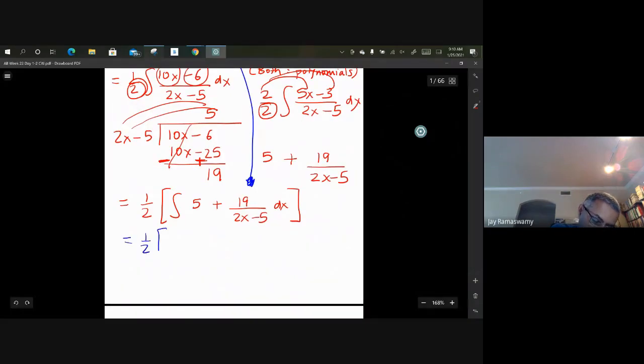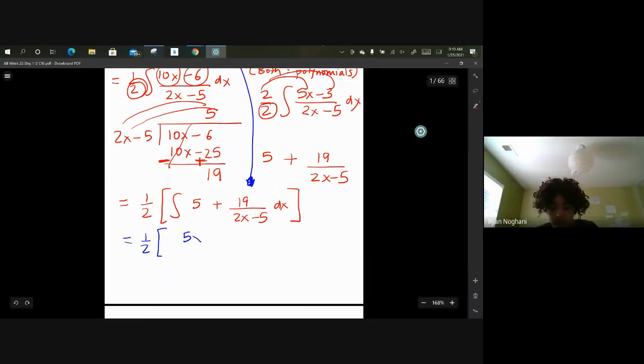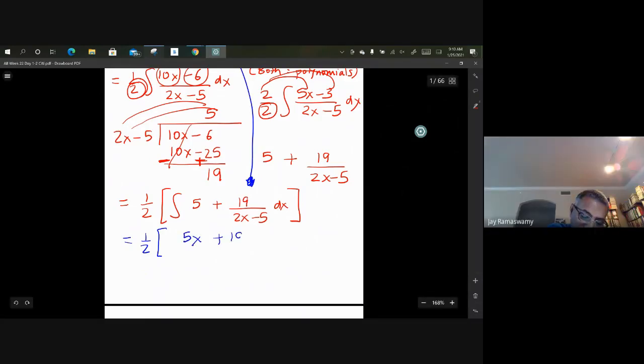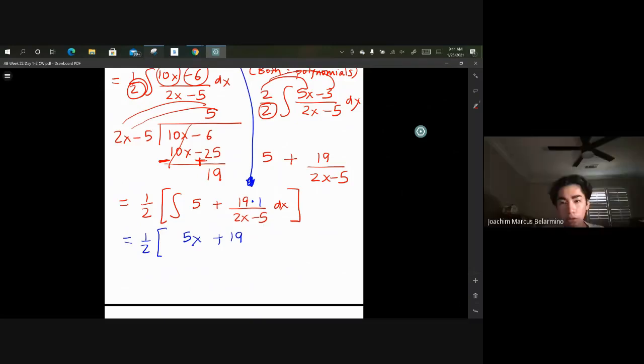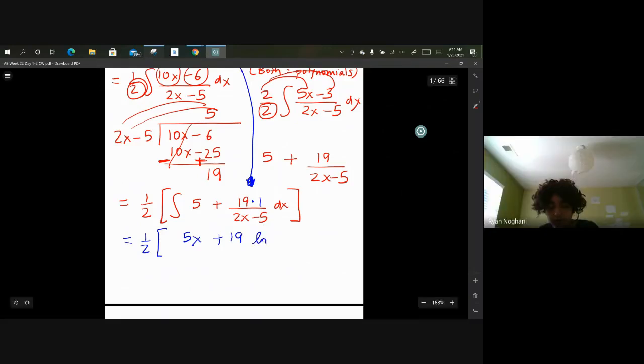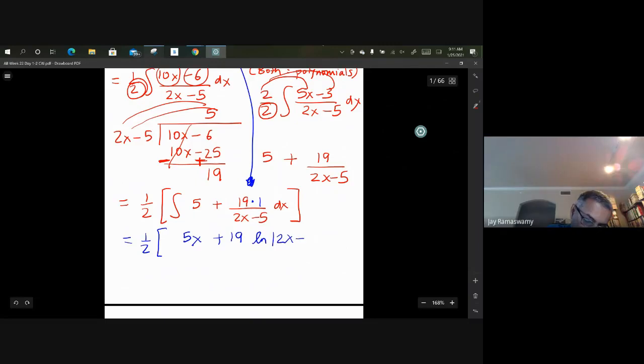What's the integral of 5? 5x. Plus 19. Hint: what's the integral of 1 over x? ln of the absolute value. Careful, over 2. Ta-da! And that's the end of the problem. Technically, we need plus C, right? It's an indefinite integral.